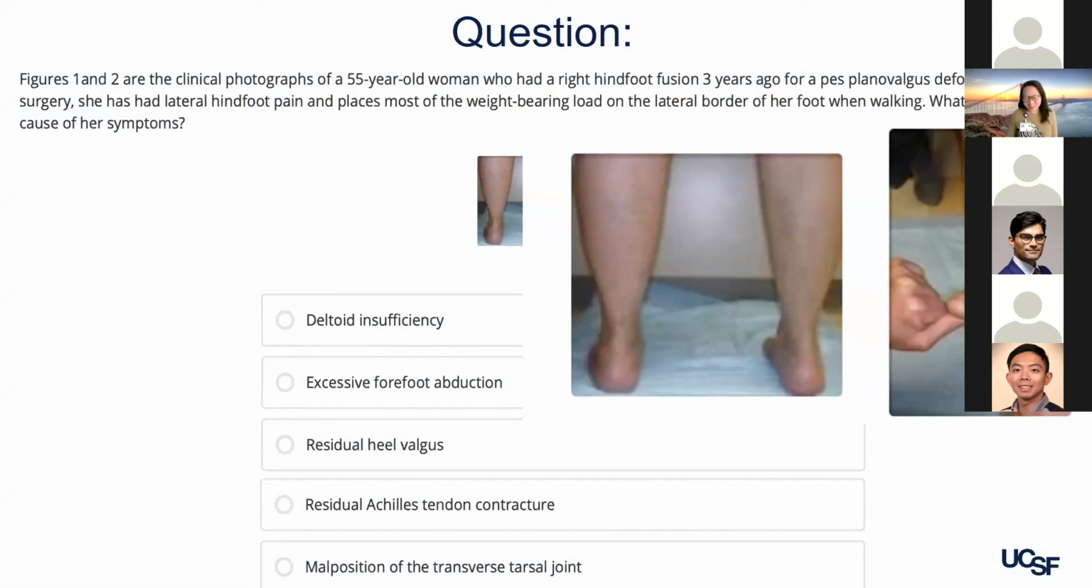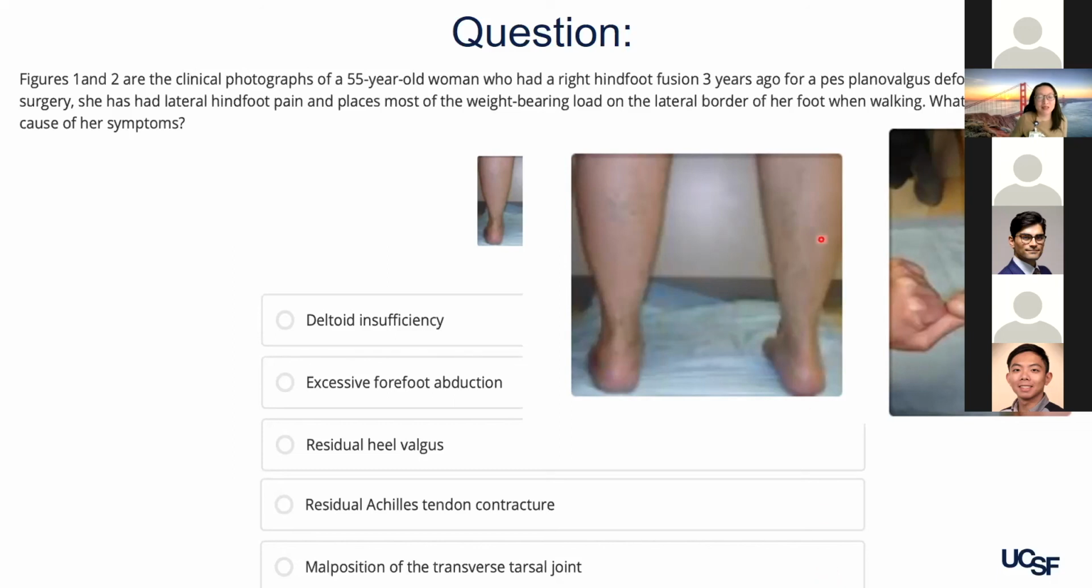Okay, sorry. So figures 1 and 2 are the clinical photographs. A 55-year-old woman who had a right hindfoot fusion 3 years ago for pes planovalgus deformity. Since surgery, she has had lateral hindfoot pain and places most of the weight-bearing load on the lateral border of her foot when walking. What is the most likely cause of her symptoms?